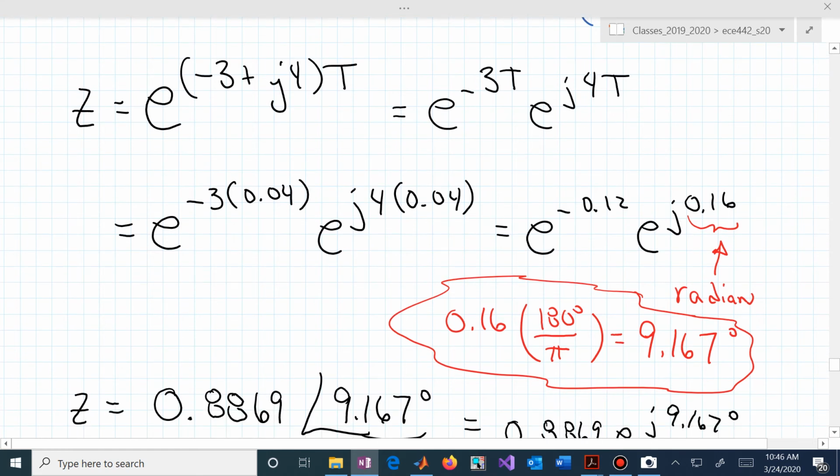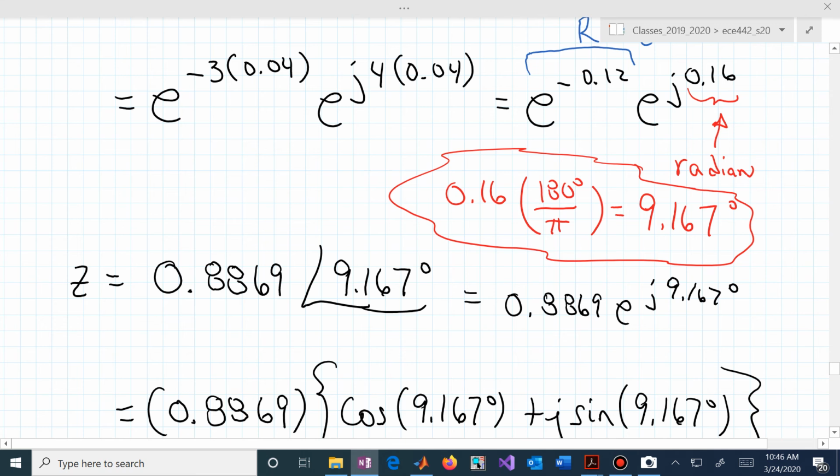We have an e to the j, but that now just gives us e to the j angle. In this case, the angle is in radians. If we want it in degrees, we can convert that through this scaling factor of 180 over pi. So we now have an angle of about 9 degrees, and we have a magnitude of z equaling e to the minus 0.12. So here is our r, and here is our e to the j theta sub d.